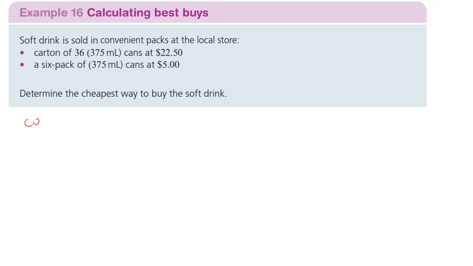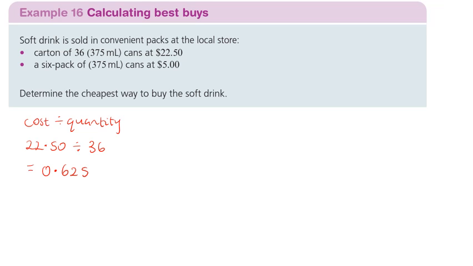So cost divide by quantity. So the cost of the carton is $22.50 and the quantity, there's 36 in there. Pop that in the calculator, 0.625. So that's how much it is per can. So 62 cents per can.